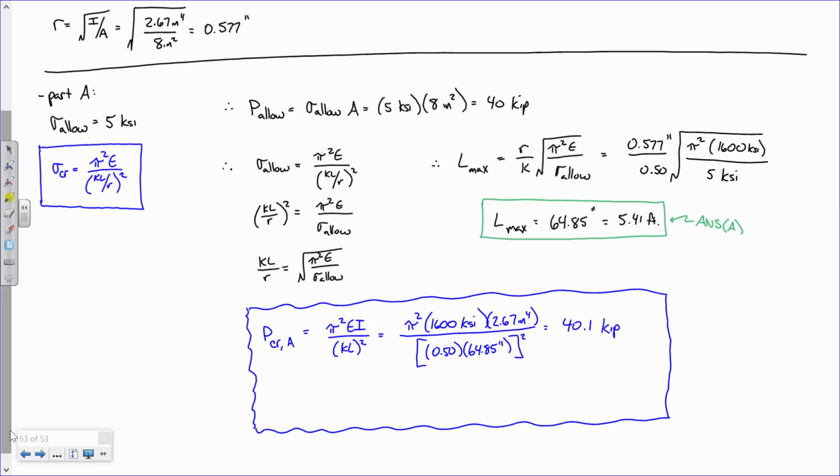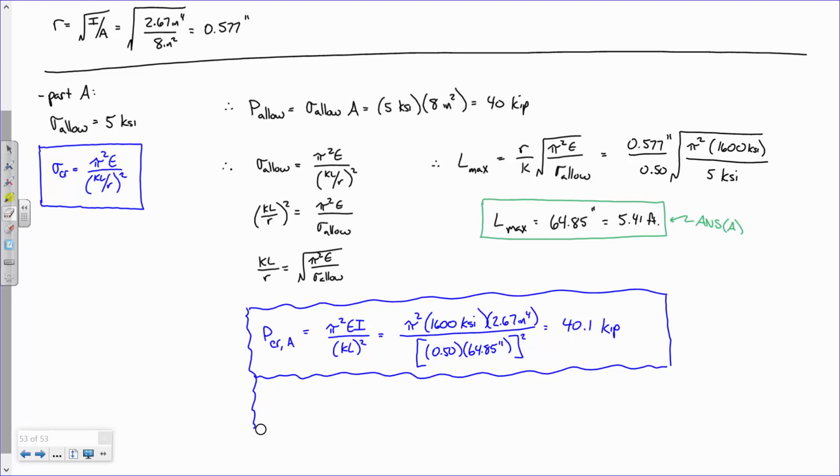That's an interesting result, because what that's saying is that this load and this load right here are right about at the same place. Okay, so it's actually kind of an interesting result. Our length of our column is 5.41 feet.